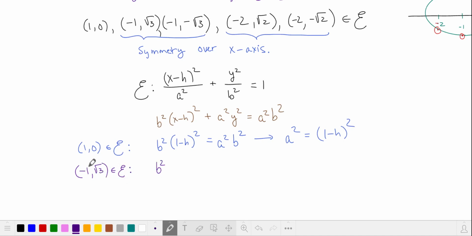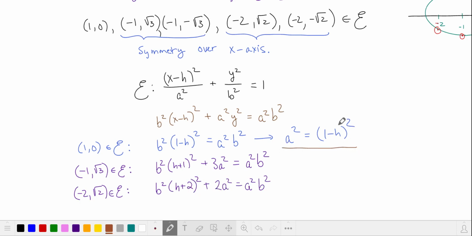Plugging in for x equals -1, we note that -1 minus h is the same thing as h plus 1. And similarly with the point (-2, √2). -2 minus h, the square of that is the same as (h plus 2) squared. Let's make our substitution (1 minus h) squared in for a squared in these other 2 equations.